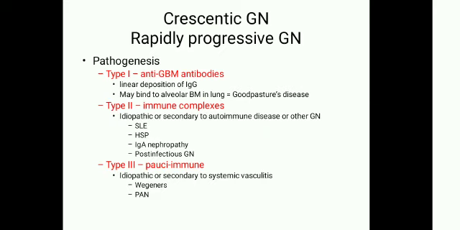Now the second important glomerulonephritis is known as crescentic glomerulonephritis or rapidly progressive glomerulonephritis. Again, it is divided into three types: type 1, type 2 and type 3. Type 1 is also known as the anti-GBM antibody type. That is due to linear deposition of IgG, an immunoglobulin, in the glomeruli. That is related to certain diseases like Goodpasture syndrome. Type 2 is known as immune complex related. It is also seen in different diseases like SLE, HSP, IgA nephropathy, etc. Type 3 is a pauci-immune type, and that is seen in Wegener's granulomatosis and PAN.